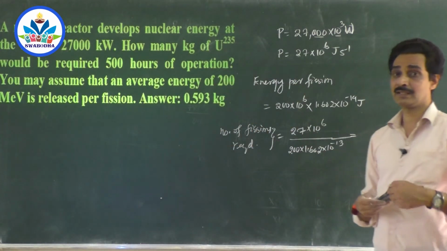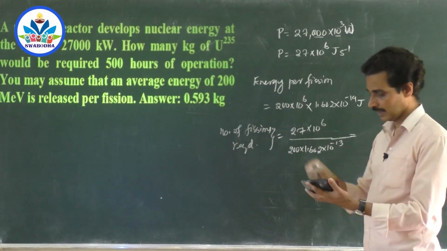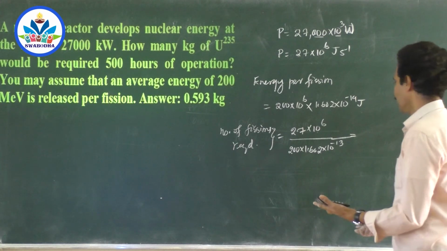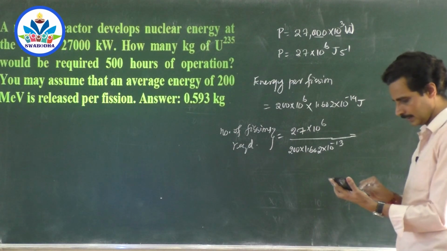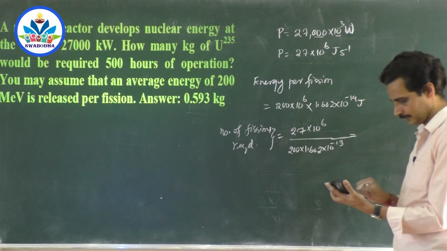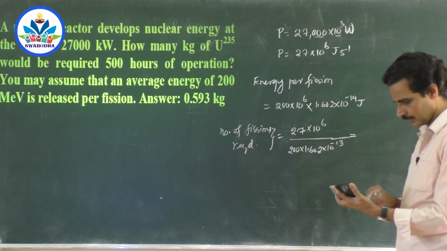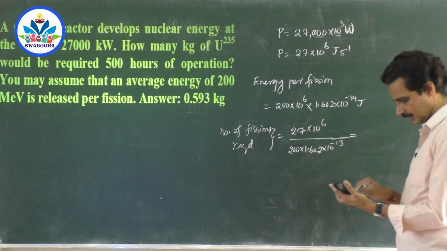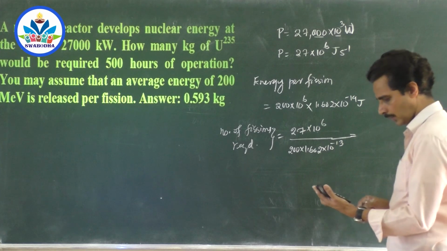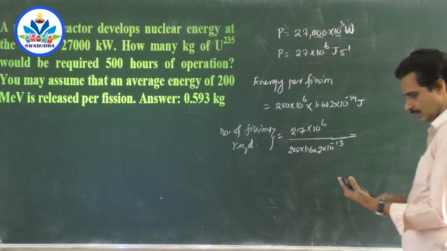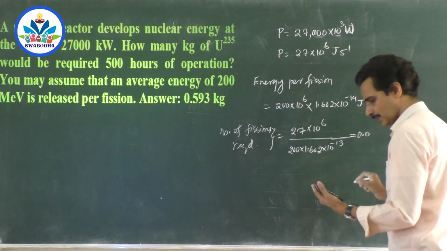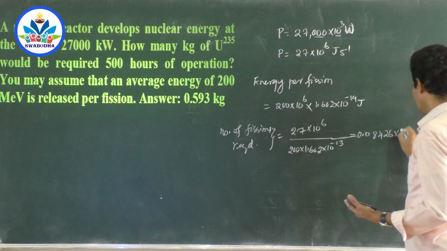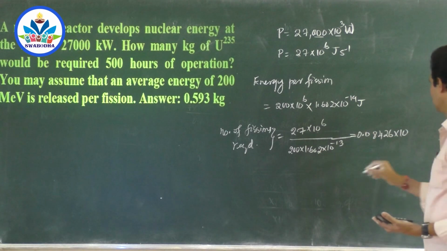So that many atoms should be there in the material, so that it can produce that much total energy. Let me use the calculator. 27 divided by 200, and divided by 1.602, that is equal to 0.008426. My calculator shows that value, I don't know about yours. So 0.8426 into 10 to the power 19 fissions.